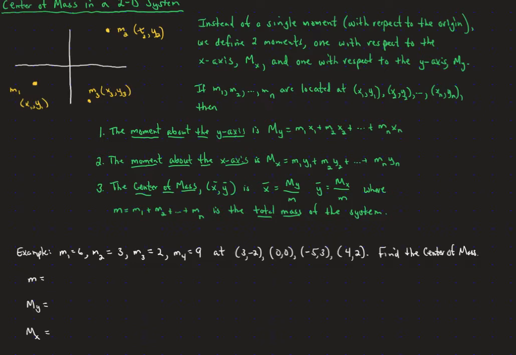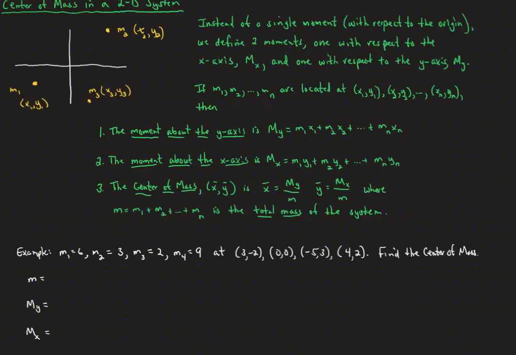The moment about the y-axis is going to be the mass times its distance from the y-axis, which is given by its x-coordinate. And so the moment about the y is going to be the sum of those masses times their x-coordinates. And likewise, the moment about the x-axis is going to be the masses times their y-coordinates. That's their distance from the x-axis.